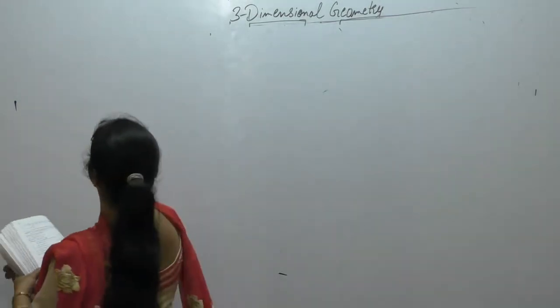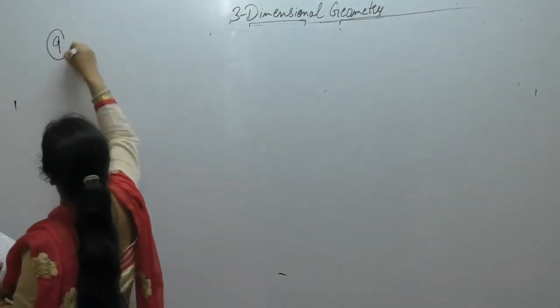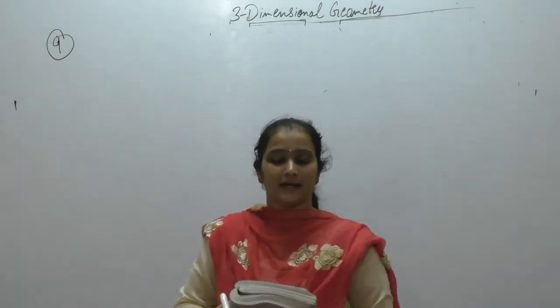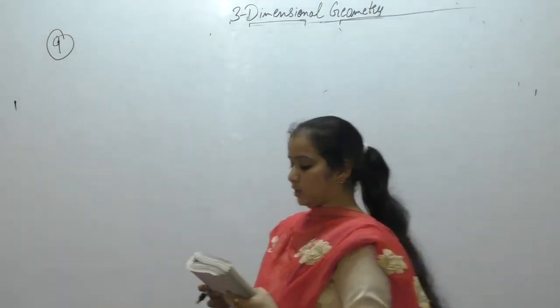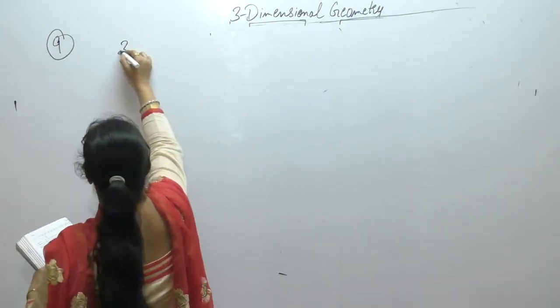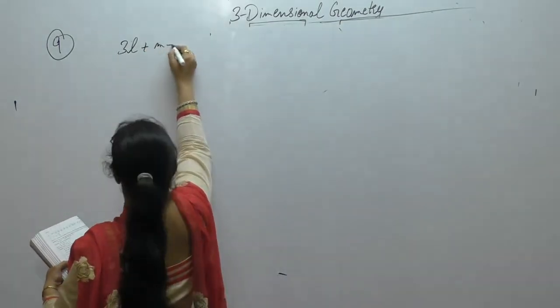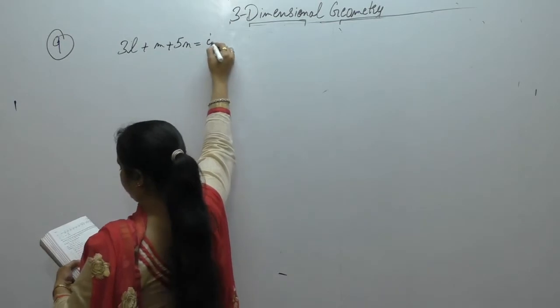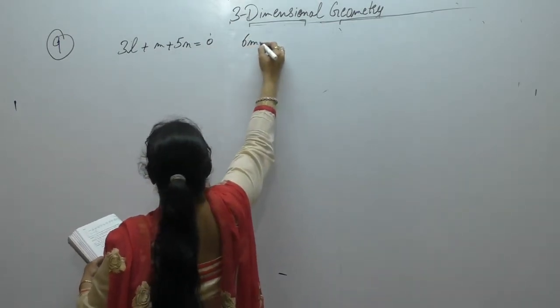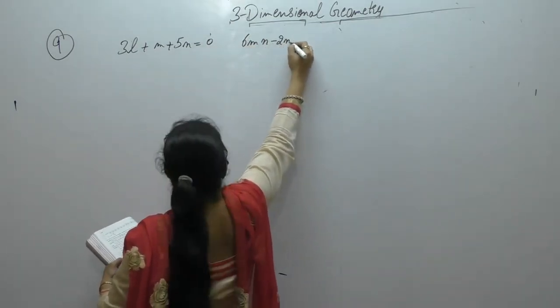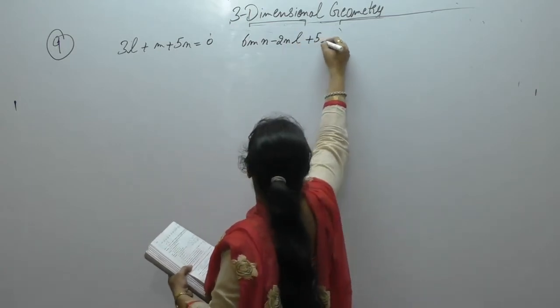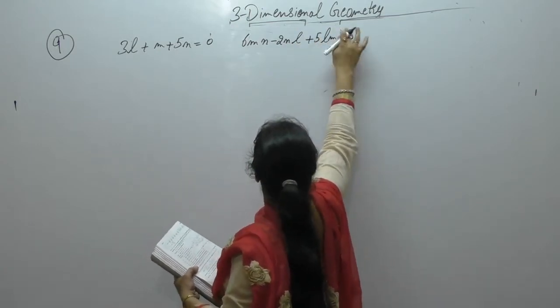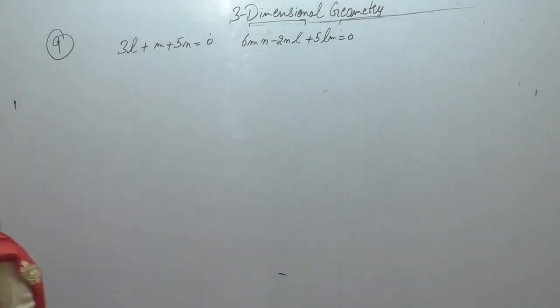Now the next question, question number 9. Find the angle between the lines whose direction cosines are given by the equation 3l + m + 5n = 0, 6mn - 2nl + 5lm = 0. We want to find the angle between these lines.